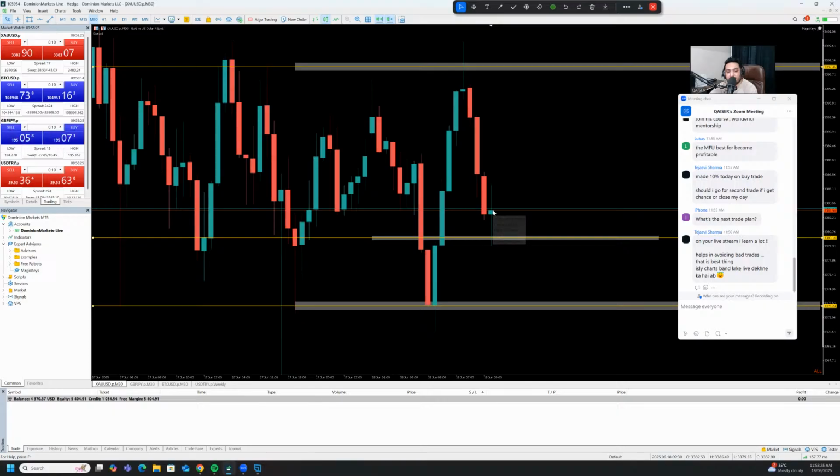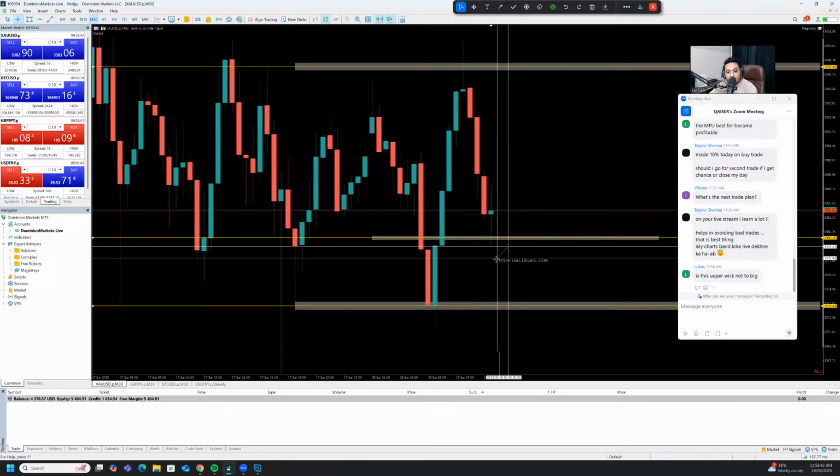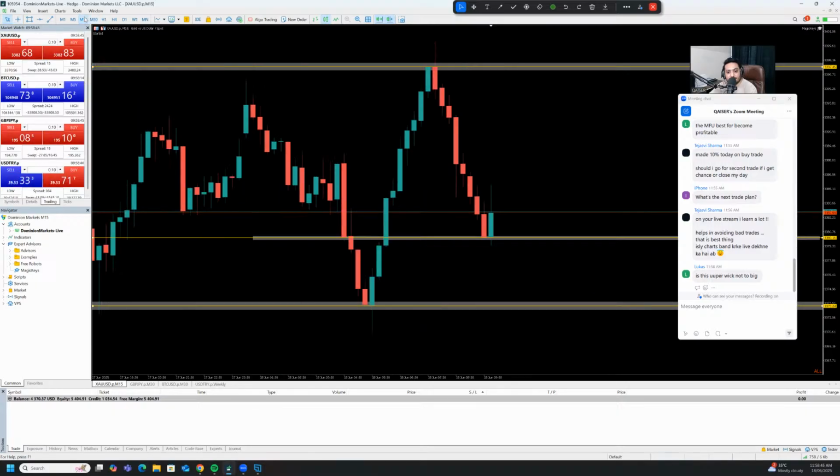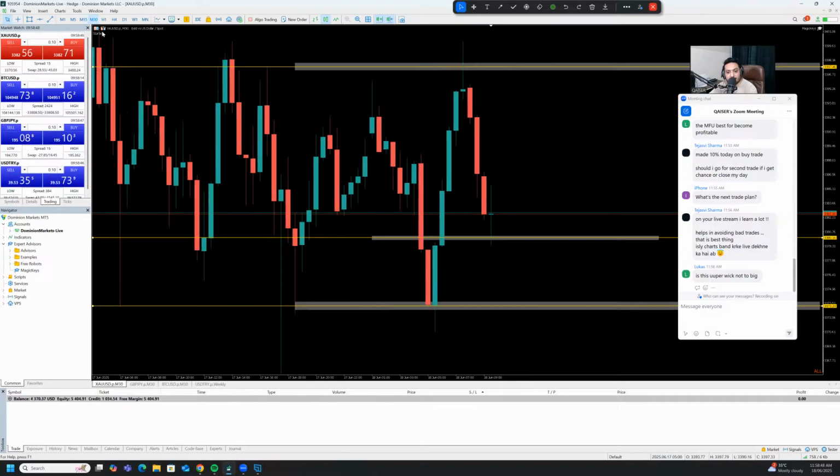If I want to take a buy, this candle should close with a healthy body. If it closes in the shape of this with a small body, then I'm not going to take any buys. Then I will wait for the candle to create a wick, break the low to grab a few pips here. Just waiting.